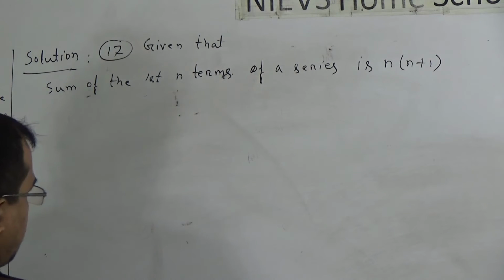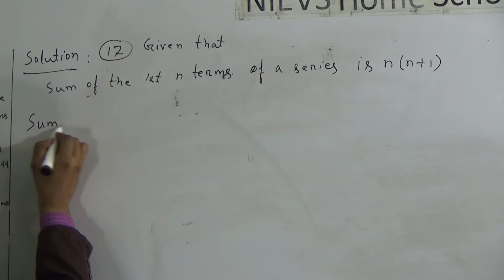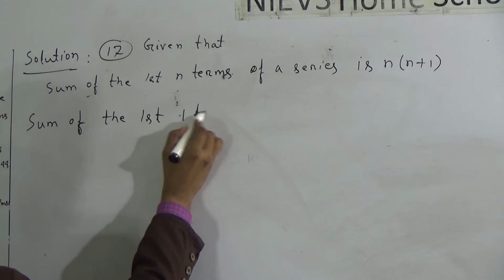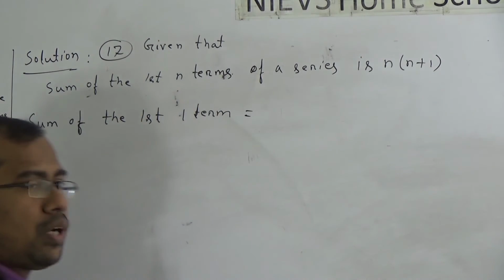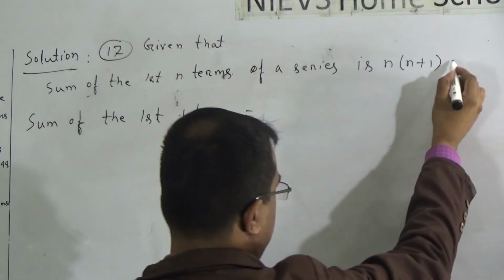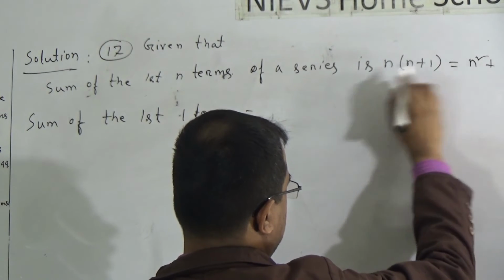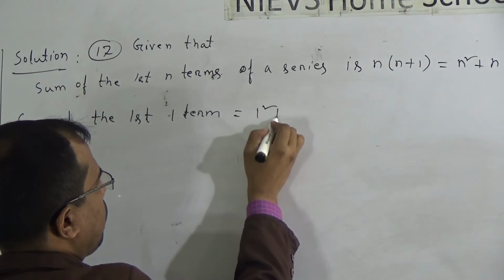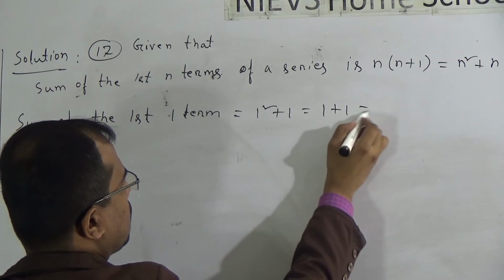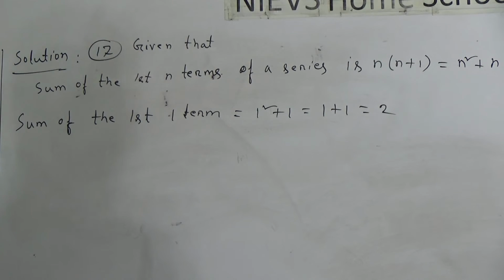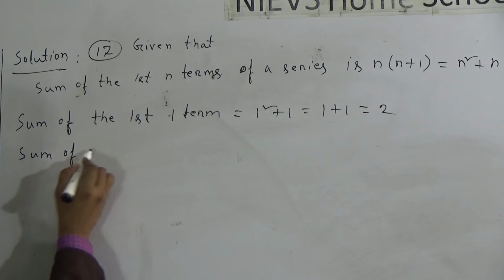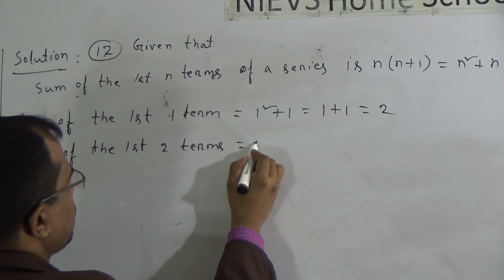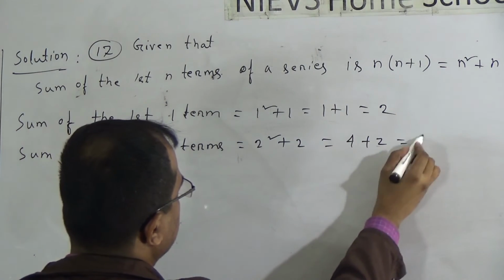Now, sum of the first one term, instead of n we have to put 1. Dear students, here n into n plus 1 is n square plus n. So instead of n we'll write 1: 1 square plus 1 equal to 1 plus 1, which is equal to 2. That means the first term of the series is 2. Now the sum of the first two terms equal to 2 square plus 2 equal to 4 plus 2 equal to 6.